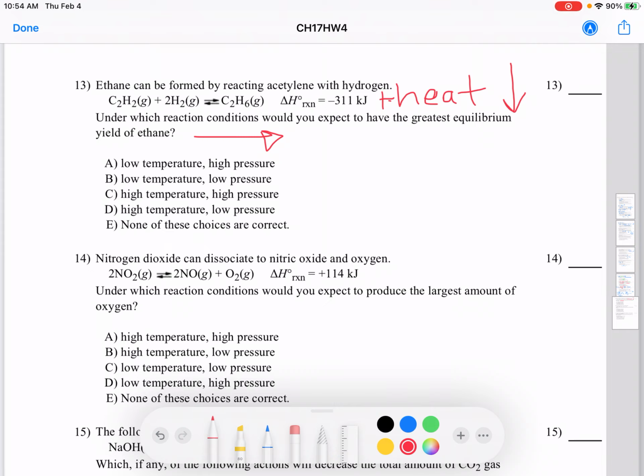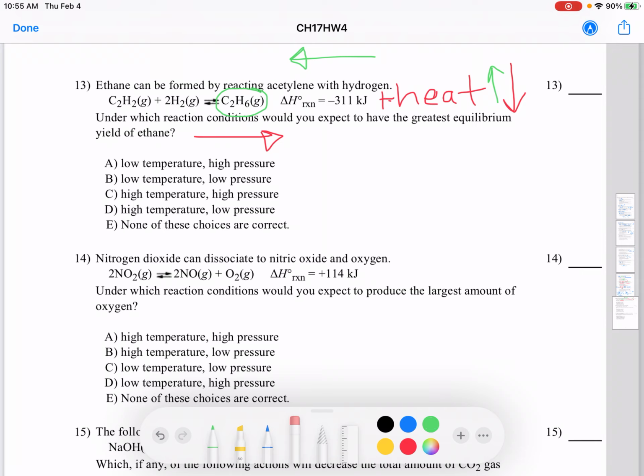What happens if you make a high temperature? If you make the temperature increase, meaning you are adding heat, then since heat is one of the products, the reaction will go in the reverse direction. So then the ethane will start being used up to give you the reactants. So the product yield will not happen, right? So you do not increase the heat in an exothermic reaction to make more product. You have to lower the temperature.